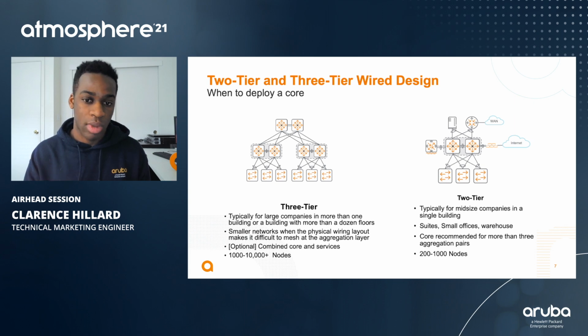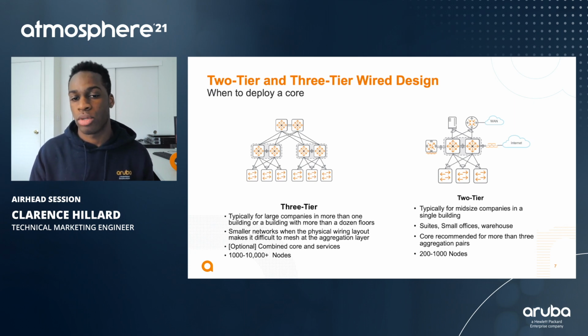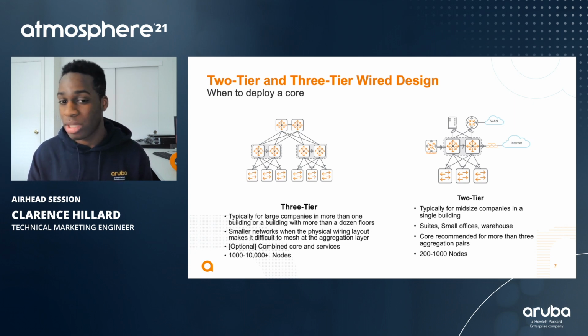Nodes. So at the very, very bottom, I say 1,000 to 10,000 nodes on my 3-tier network architecture. That's just a typical number where we see customers lean towards a 3-tier architecture. It's not really a scalability thing. It's really just, hey, once you have 1,000 nodes on your network, typically you're at 2 or 3 buildings anyways. So you probably want to start thinking about moving to a 3-tier architecture.